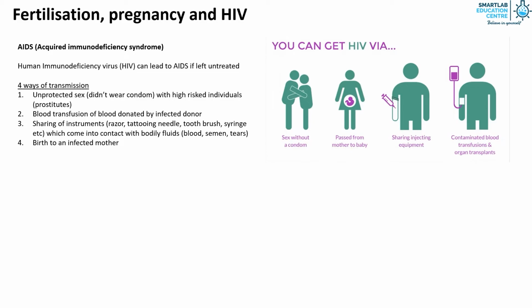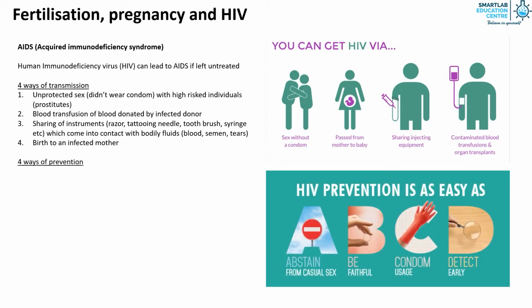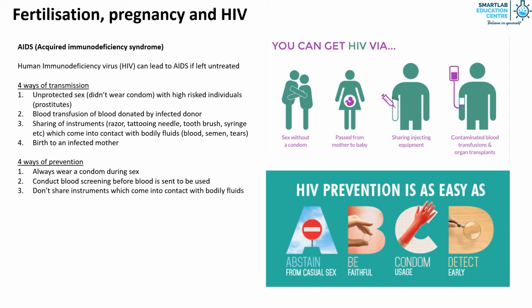Yet at the same time there are 4 ways of prevention. First is to always wear a condom during sex. Second is to conduct blood screening before blood is sent to be used. Third is not to share instruments which come into contact with bodily fluids. Lastly, consult the doctor before giving birth if the individual is HIV positive.